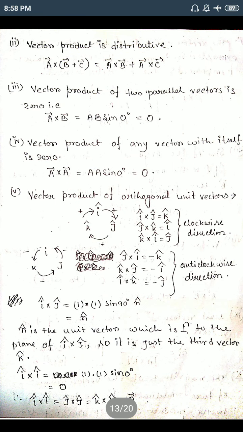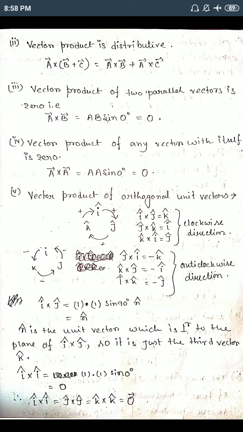Second, the vector product is distributive. It is similar to the dot product. A cross (B plus C) equals A cross B plus A cross C. The vector product of two parallel vectors is 0. Parallel vectors mean the angle between them is 0 degrees. So theta equals 0, sin theta equals sin 0, and sin 0 is 0. So we get A cross B equals 0.